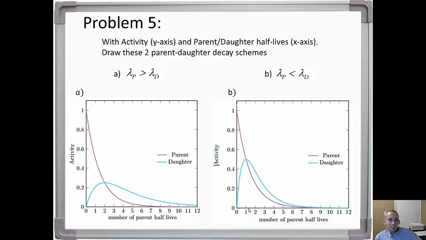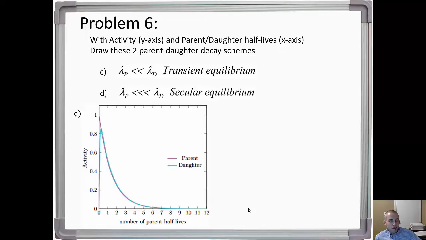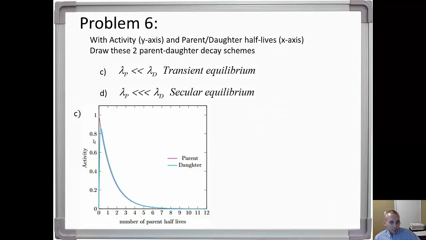But now let's get to the equilibrium situations. Let's draw them. Same x-axis, y-axis. But just to start to show you the concepts. So transient equilibrium, let's do that one first. Actually, let's show them both. So for transient equilibrium, the half-life of the parent is much greater than the half-life of the daughter, and then this one would be way greater. So look at the scale.